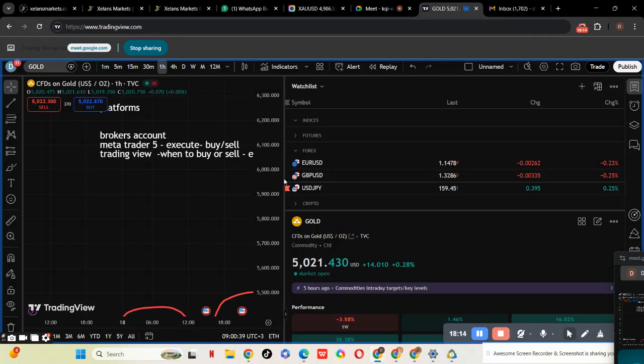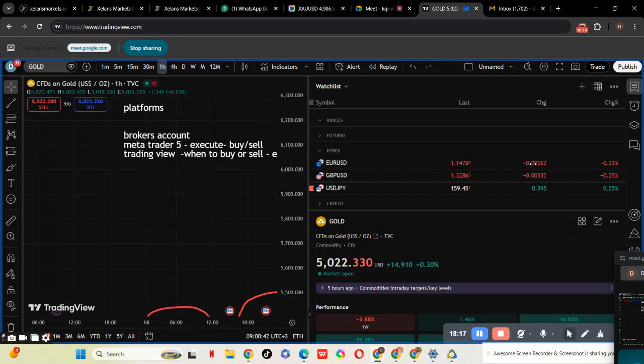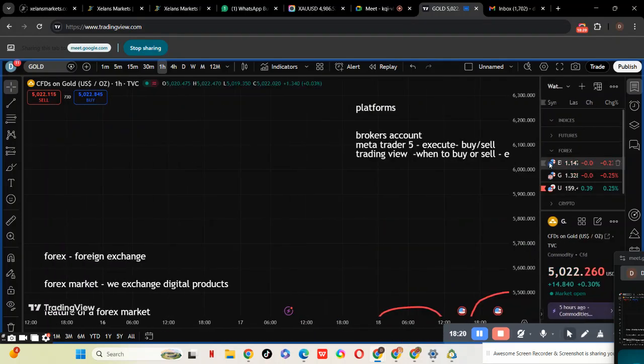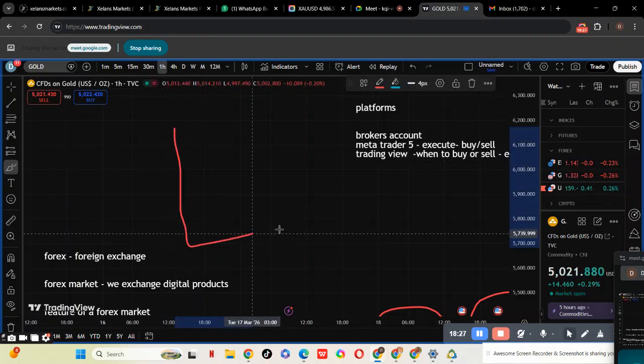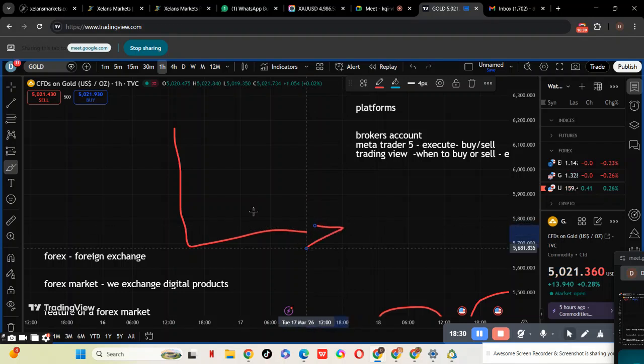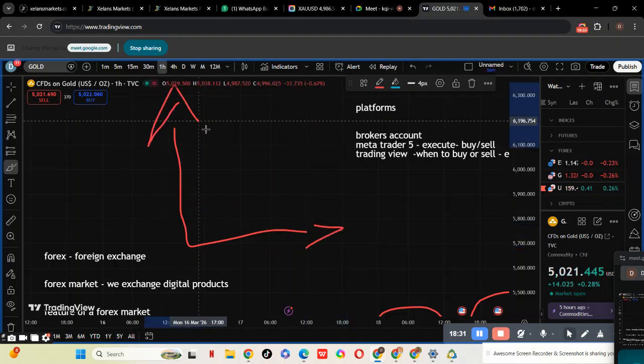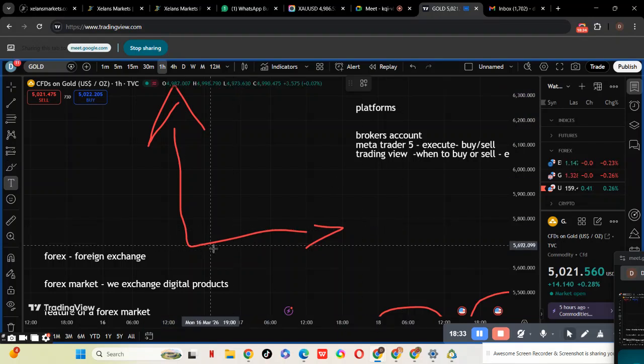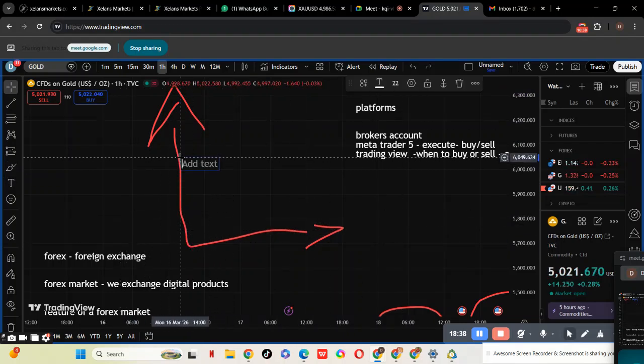Now, let's look at this platform we call TradingView, because I talk about MetaTrader 5 when we get to your level. But for now, let's talk about TradingView. TradingView is like a graph. You guys remember Mwalimu wa Maths? So the graph represents where we get the price of gold in the market.